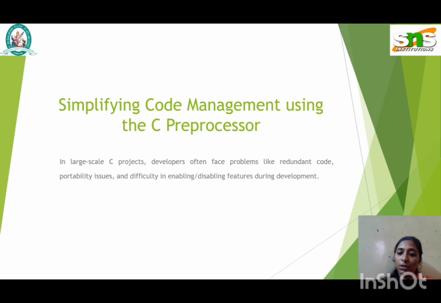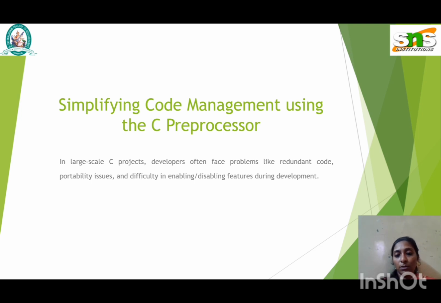The C preprocessor works on the default files. We create preprocessor directives to make the code very simple. For using the preprocessor, we use keywords of C programming. We can address the redundant code problem, portability issues, and the difficulty of enabling and disabling features in development.